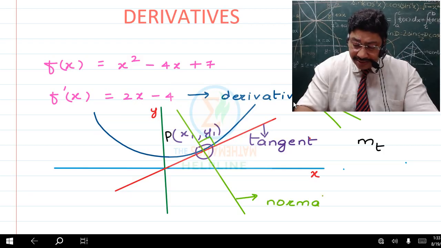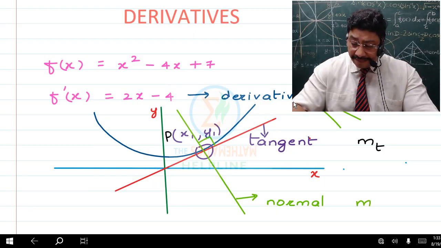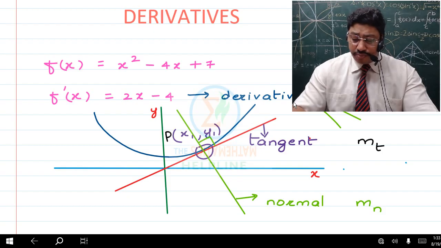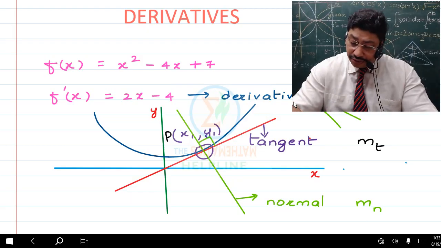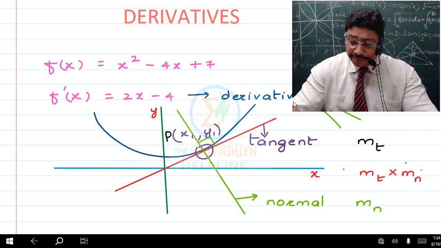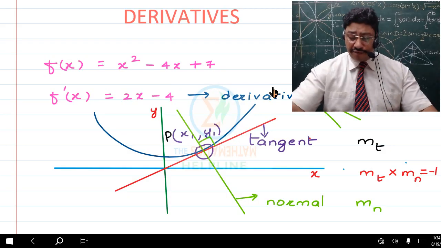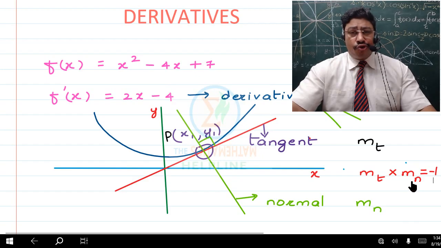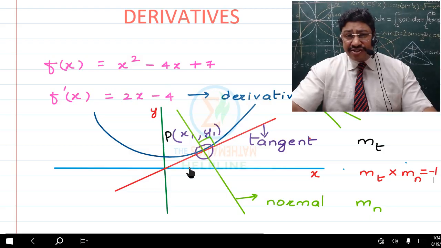Okay, and the normal obviously will have a slope which can be written as capital M with the suffix n. And since both of these are perpendicular to each other, obviously you can write a relation that the slope of the tangent multiplied by the slope of the normal becomes equal to, everybody can say this, -1, right? So the product of the slope of the tangent and the normal is equal to -1. So if you get the slope of the tangent, very easily you can find out the slope of the normal.